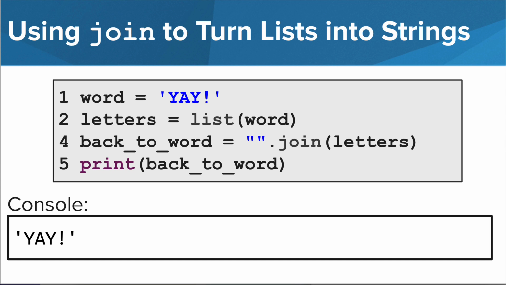In this case, our list letters is simply each character that we want to combine in our back to word variable. Since we do not want to include any additional character between the letters, we will use an empty string as the character to call the join method on, and enter the list letters as the list variable in the method call. When we print this value, we will see that we get our original string back as it started.